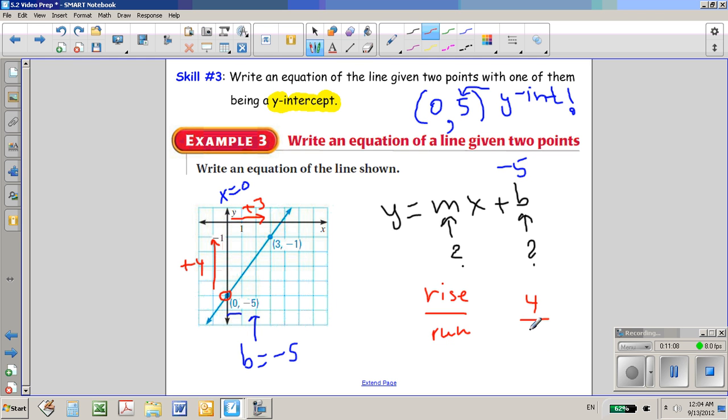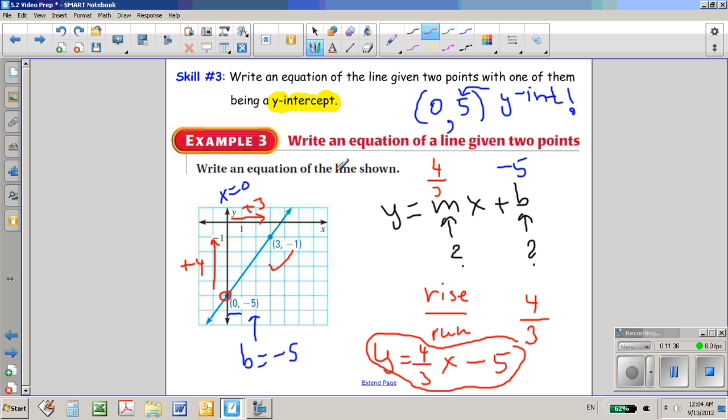So 4 over 3. I can't simplify it, so you don't have to do much, and that's it, you're done. So your answer is y equals 4 over 3x minus 5, and you're done. Just double check you have a positive slope. Your graph looks like it has a positive slope, so this looks good, and then you're good to go.